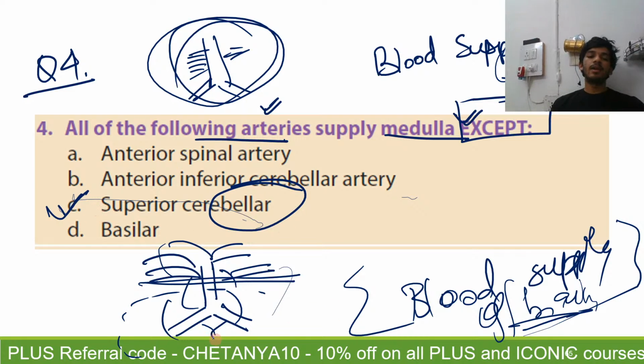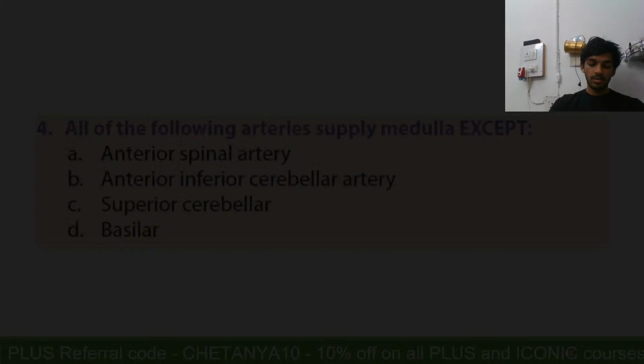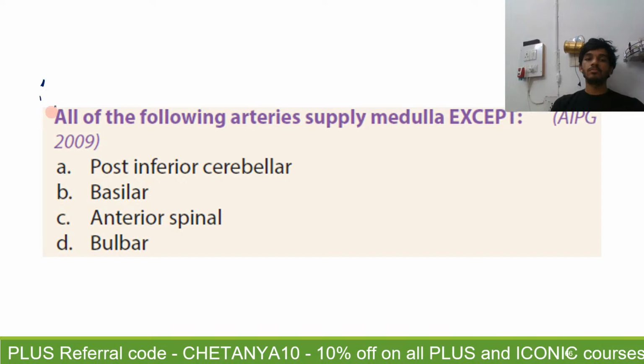You can see the anterior spinal artery will be present here. The anterior inferior cerebellar artery will be given at this level. The basilar artery will also be present. So they can supply the medulla, but the superior cerebellar artery cannot at all supply the medulla.